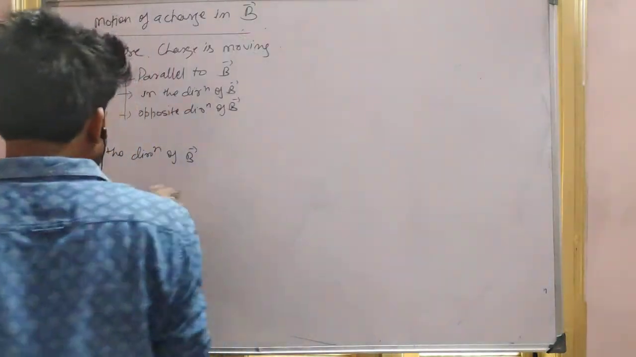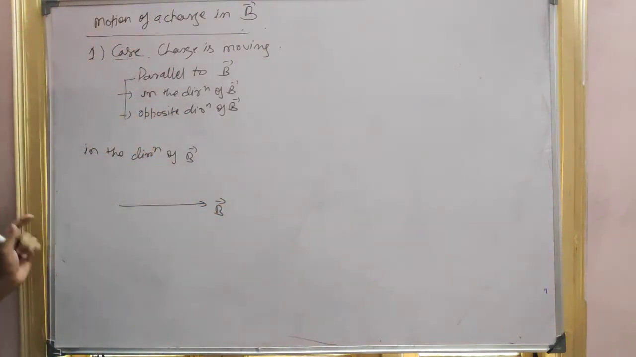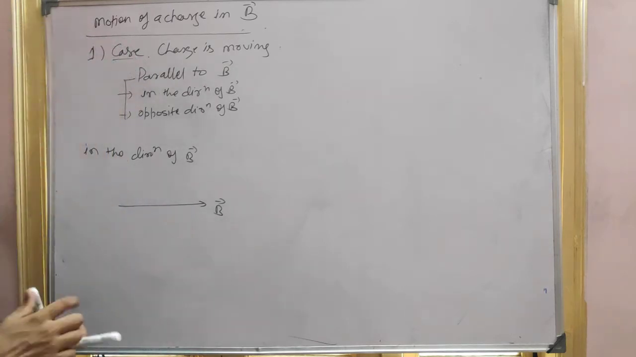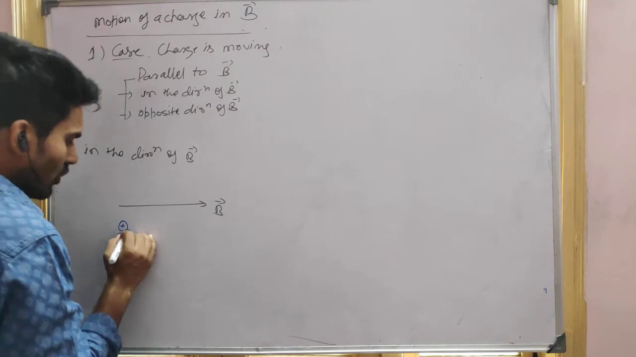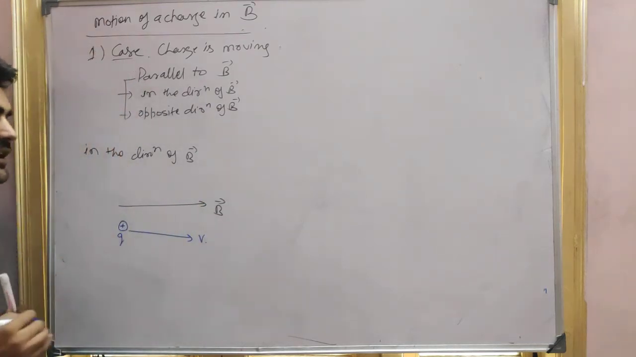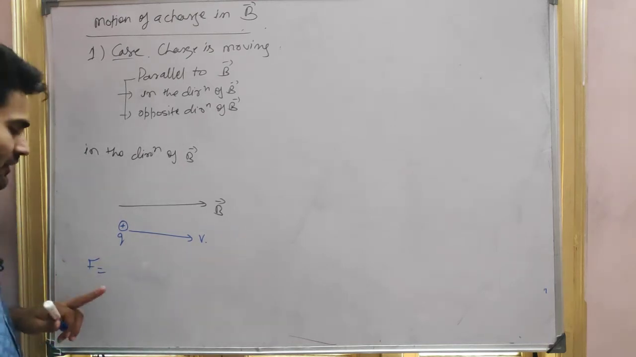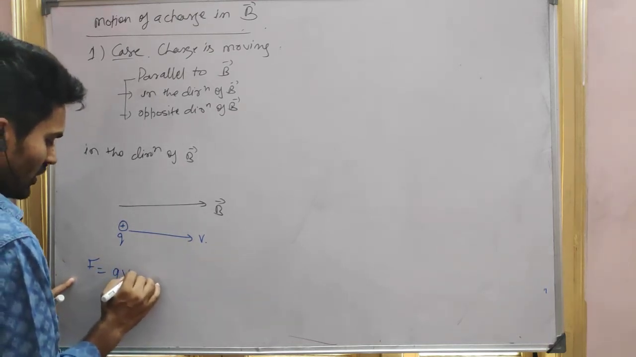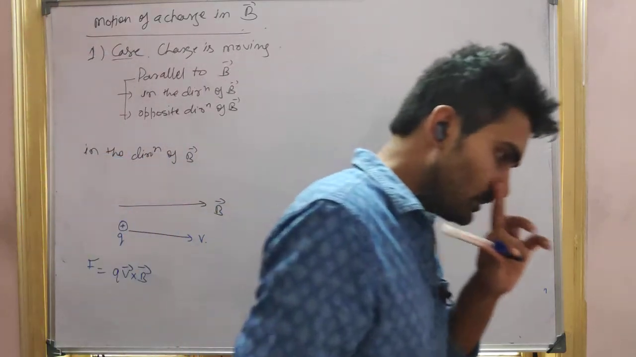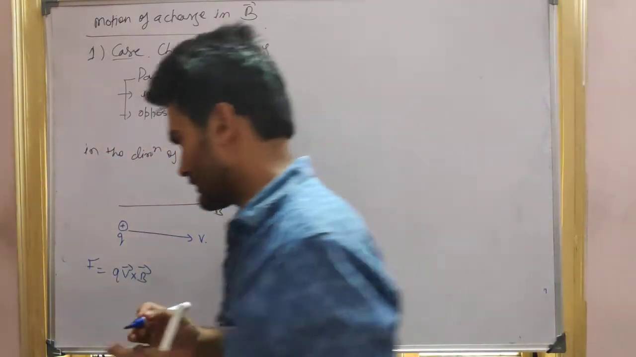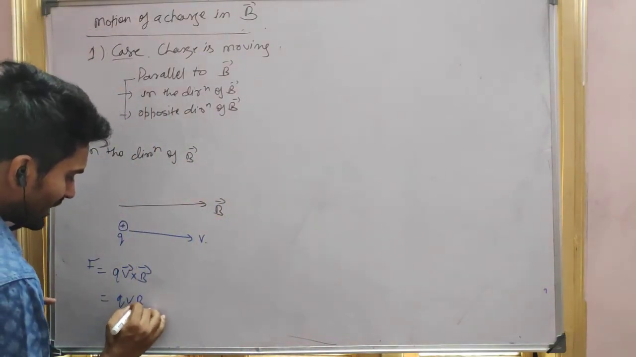Let us suppose that B is in this direction. The magnetic field is in this direction, and the plus q charge is also moving in this direction, along B. We know that the force on that particular charge will be Q V cross B, right? Yes or no, guys? Now can I write Q V B sin theta?